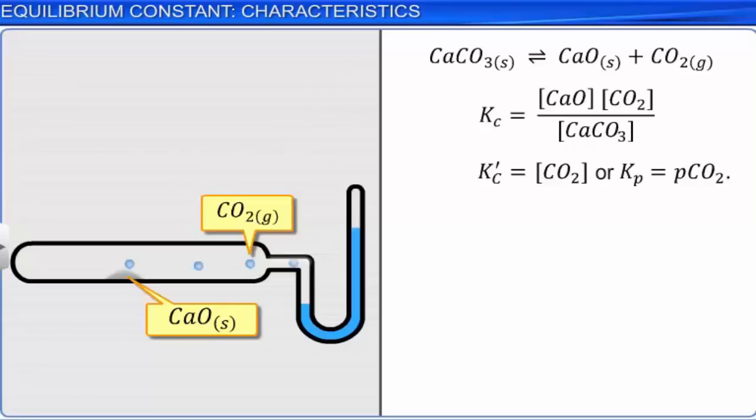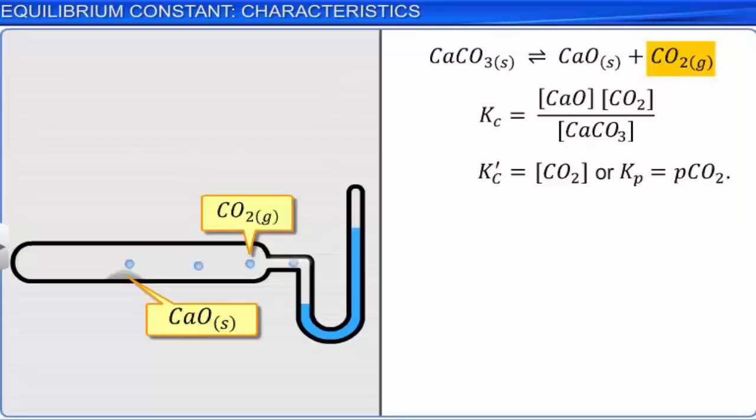Now, the modified equilibrium constant for the system becomes Kc dash is equal to concentration of carbon dioxide, or Kp is equal to pressure of carbon dioxide. This expression clearly shows that at a particular temperature, irrespective of the masses of the two solids, calcium oxide and calcium carbonate, there is a constant concentration or pressure of carbon dioxide in equilibrium with calcium oxide and calcium carbonate.